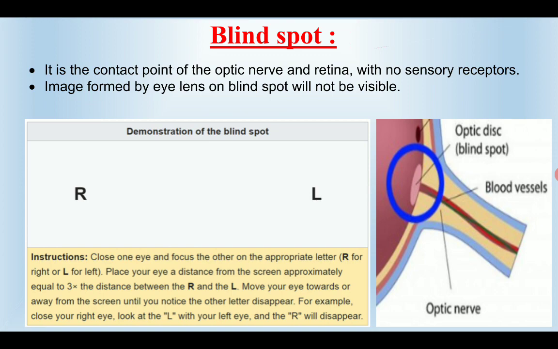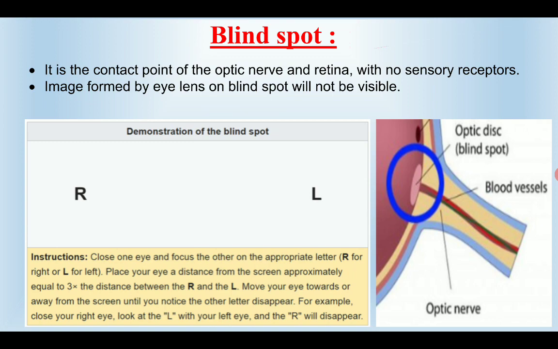So see this picture. Now the instruction in order to identify the blind spot: close one of your eyes and focus on the other, on the appropriate letter, R for right or L for left eye. So you need to close one eye and focus on the letters R and L, closing the eye one by one.